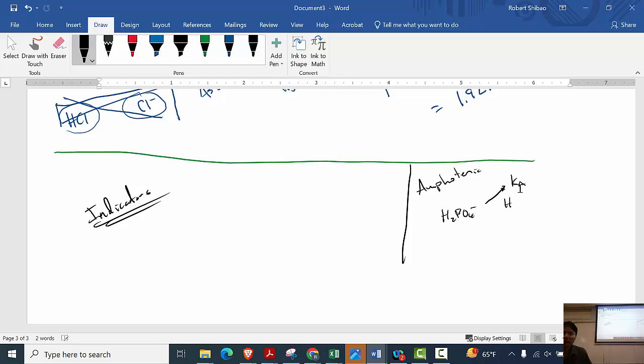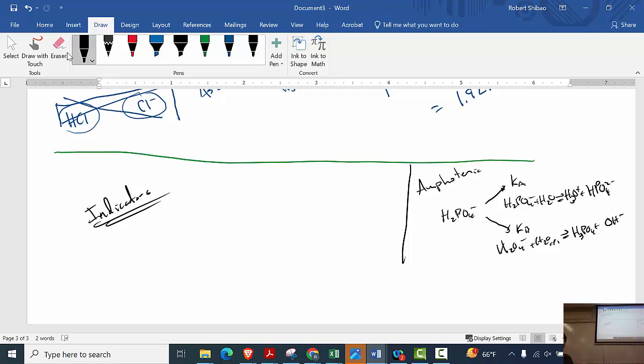H2PO4 minus can do a Ka, that is H2PO4 minus plus water yields H3O plus plus HPO4 2 minus. And H2PO4 minus can do a Kb collision. In a Kb collision, we take our H2PO4 minus plus water, but in this case, water took it. In this case, dihydrogen phosphate takes to make phosphoric acid and hydroxide.